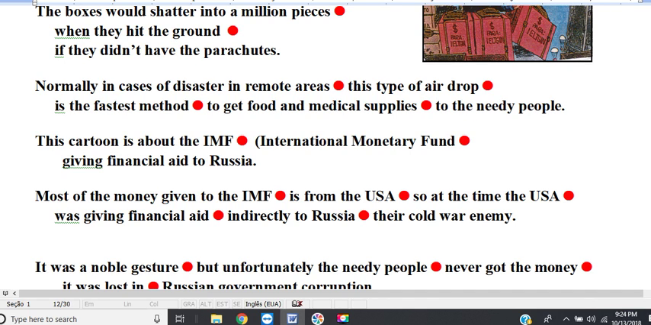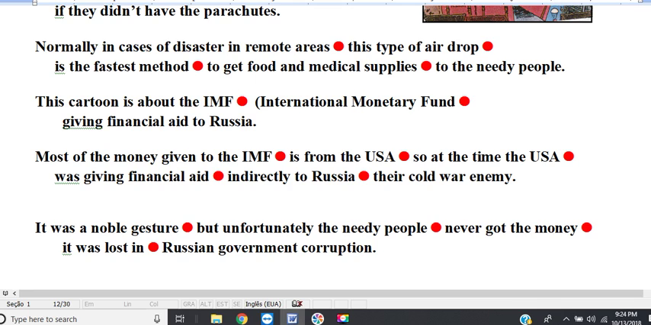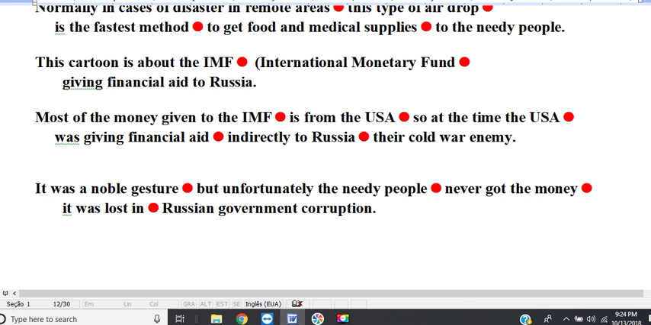This cartoon is about the IMF, International Monetary Fund, giving financial aid to Russia. Most of the money given to the IMF is from the USA. So at the time, the USA was giving financial aid indirectly to Russia, their Cold War enemy. It was a noble gesture, but unfortunately, the needy people never got the money. It was lost in Russian government corruption.